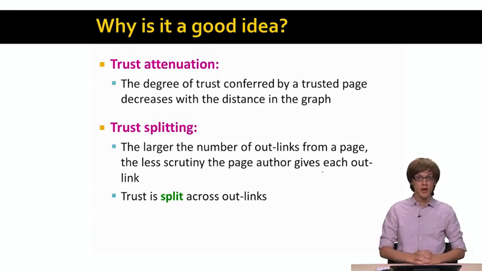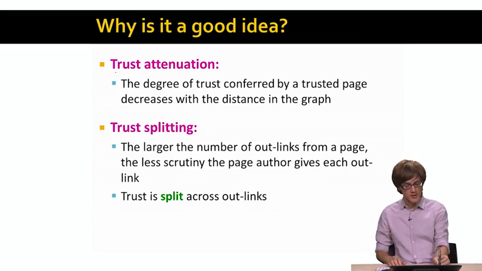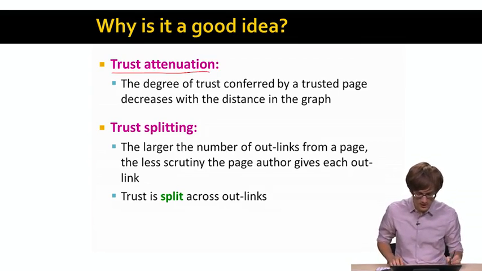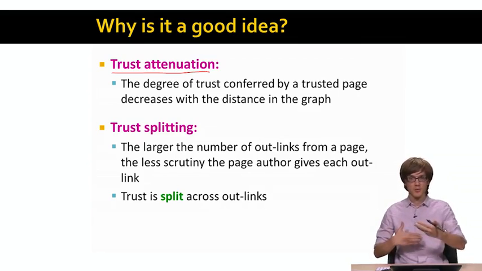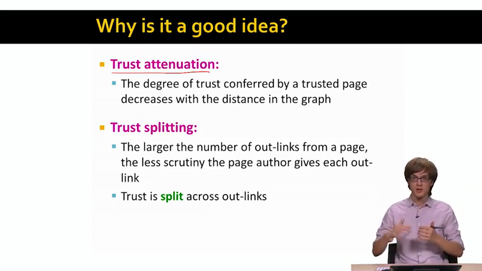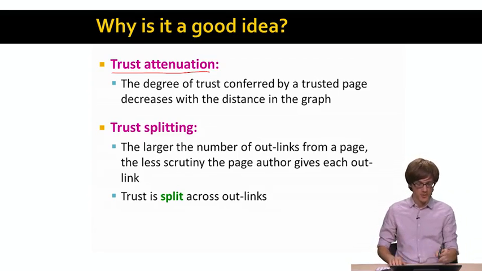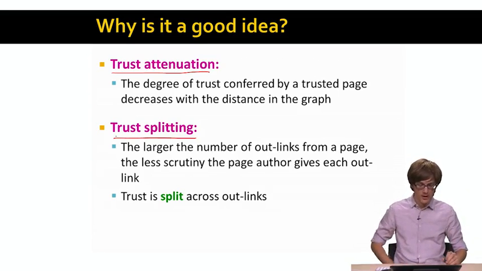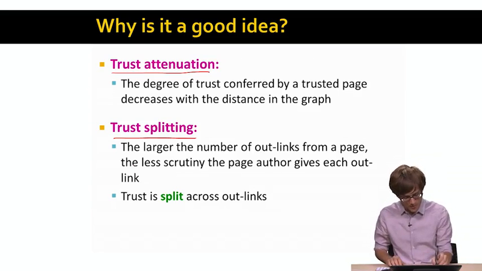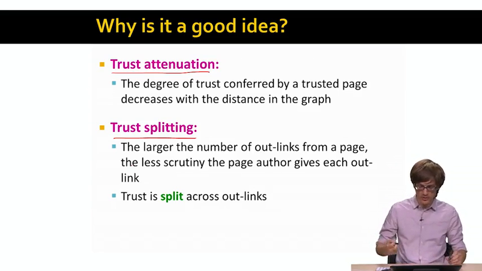So let's first talk about why this idea of personalized PageRank score from a given trusted set of web pages is a good idea to detect link spam. First we have the notion of trust attenuation, where the degree of trust conferred by a trusted page decreases with the distance from that page in the graph, right? The farther away a given page is from the trusted set of pages, the lower the trust it receives will be. Another important notion that also works in our favor is trust splitting, where the larger the number of outlinks from a page, the less scrutiny a page author gives to each outlink.